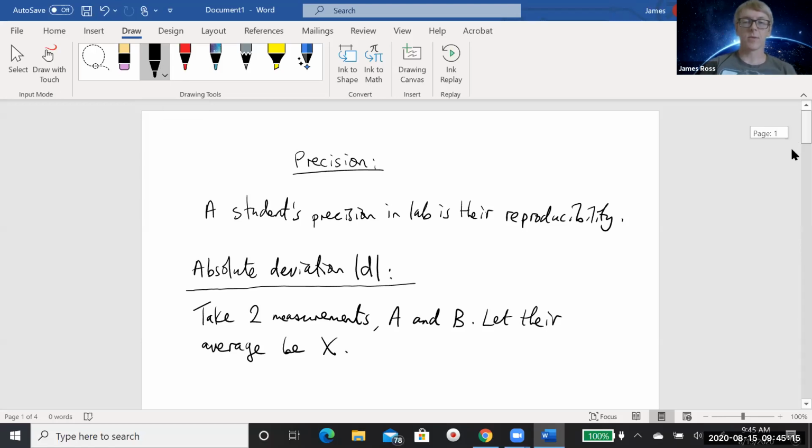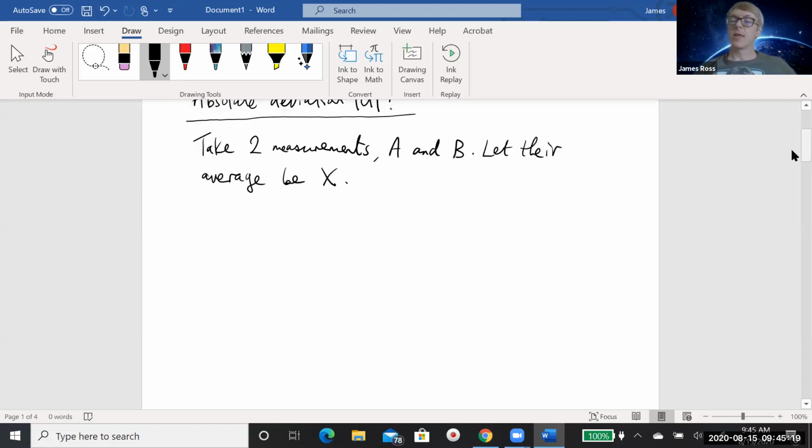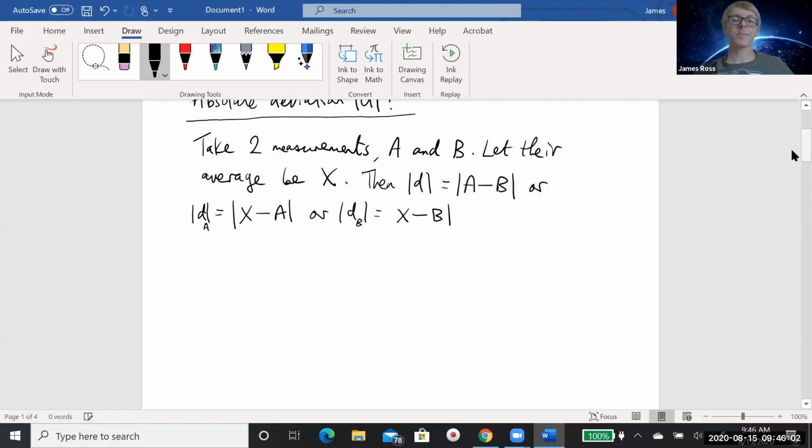I'm just going to scroll down so I've got some more space. Let their average be X. So then the absolute deviation is the difference between A and B. So the absolute deviation is the difference absolutely between A and B. Or it would make sense in another context to have absolute deviation as the difference between the average and A, if you're looking at the absolute deviation of A, or the absolute deviation of B. That would be the absolute difference between the average and B. So within the context of what you're looking for, there are slightly different ways that you can phrase absolute deviation.